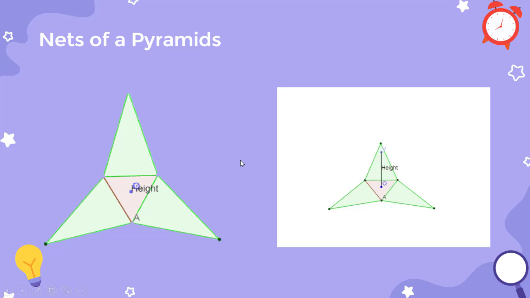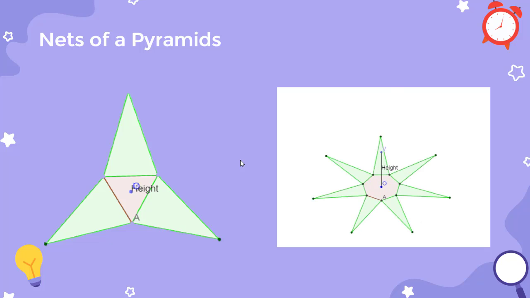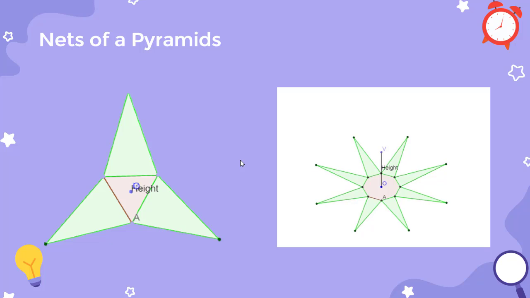Now let's continue to the net of a pyramid. Look at this, I have a net of a pyramid, and when I fold it up, it looks like a solid pyramid, and we can open it up again. We can even change the shape of the base into another polygon.